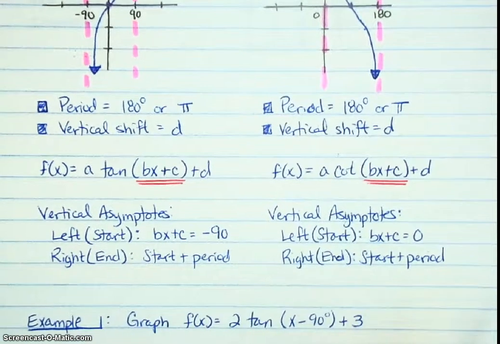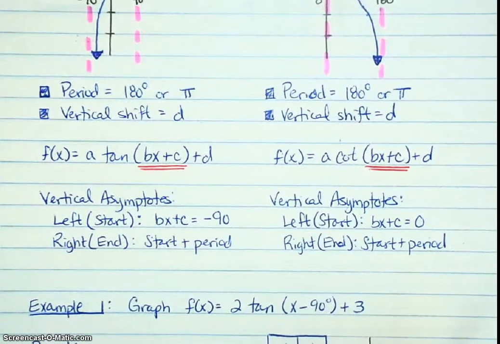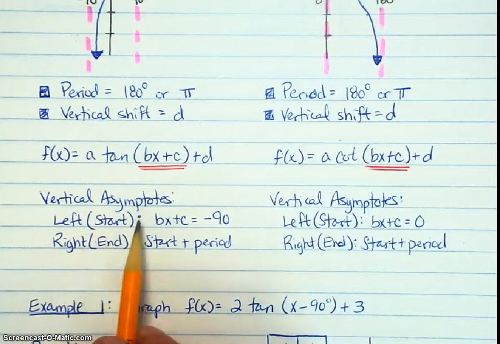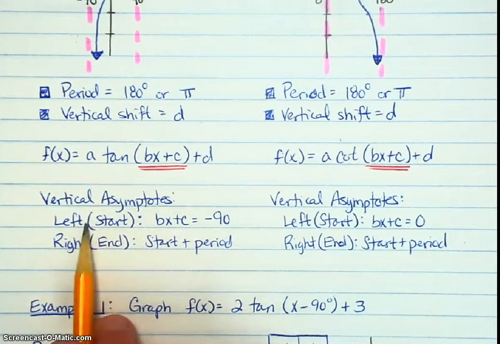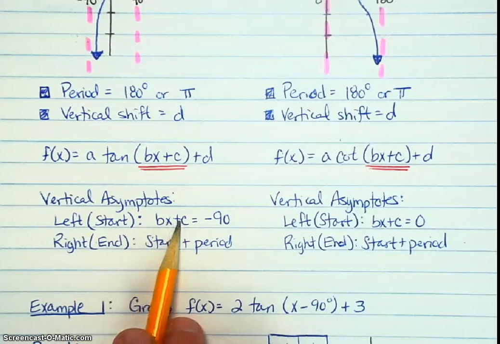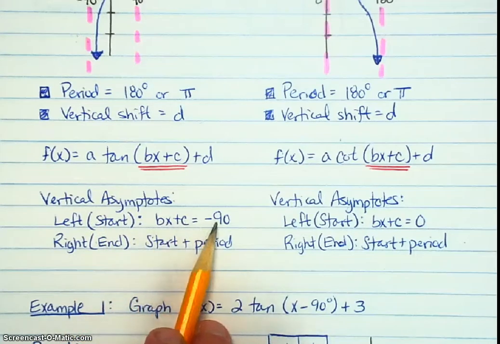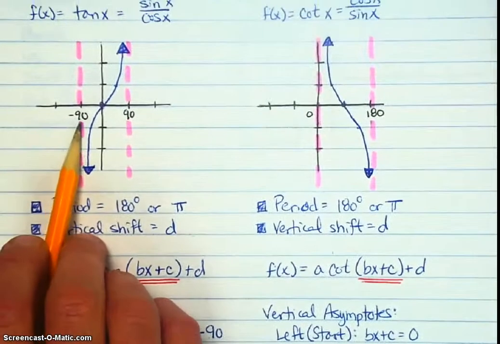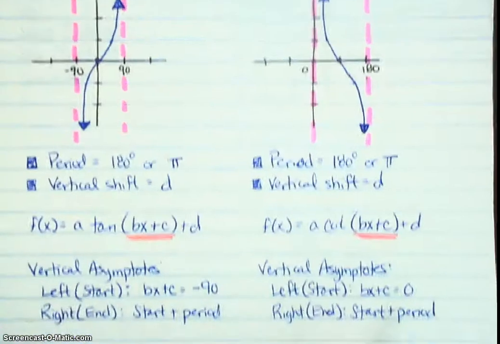And then another thing that we have to find with these are the vertical asymptotes. Now, when we find these, we're actually finding our start and our ending. The left-hand vertical asymptote will be the start, the right-hand will be the end. And here's the way we find these. For a tangent problem, here we're under tangent, we take bx plus c and we set it equal to -90. Now, why -90? Well, because when we go back to the original tangent graph, our left-hand asymptote was -90. So that's what we're going to use.